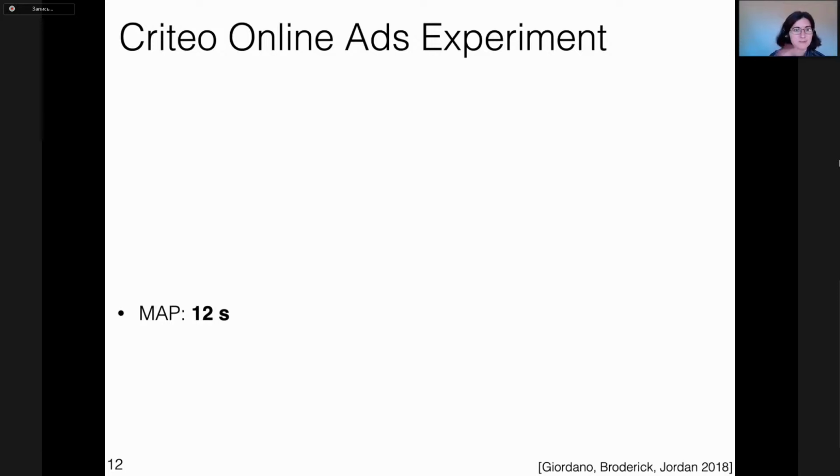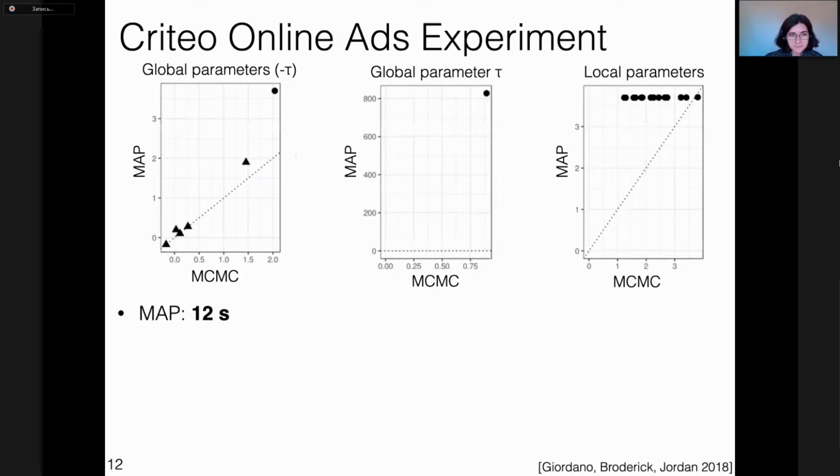It requires very little work on the part of the practitioner. It requires extremely little computation. Here it just takes 12 seconds. It's super fast. So why don't we just use MAP all the time? Well, there are various reasons that you might care about the posterior mean. So let's suppose that you do.